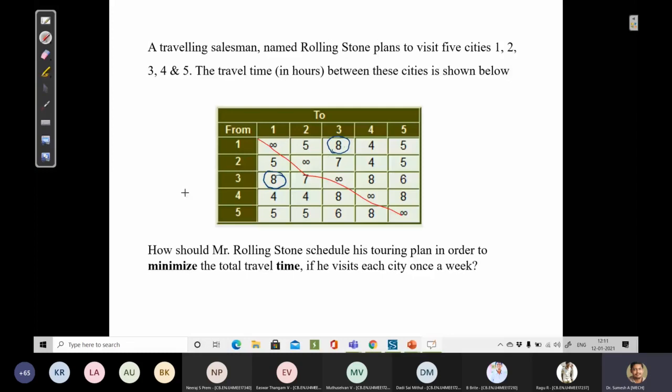This is a question which typically is given to you for solving in the case of the traveling salesman problem. Okay. Now, how do we solve it? Is the question clear? Is the ideology clear?